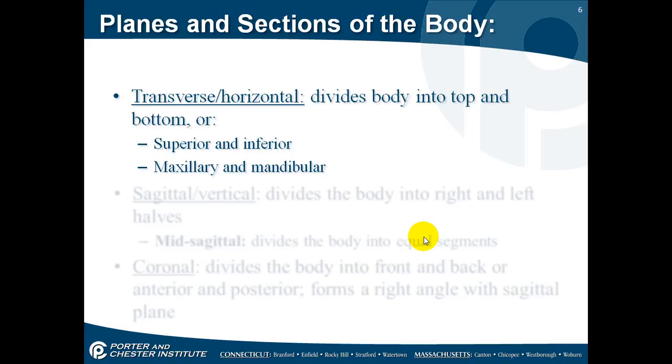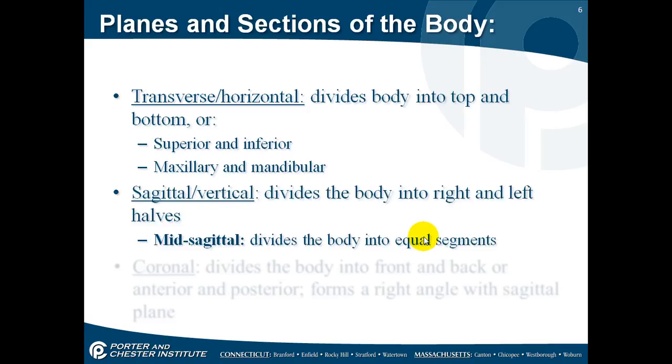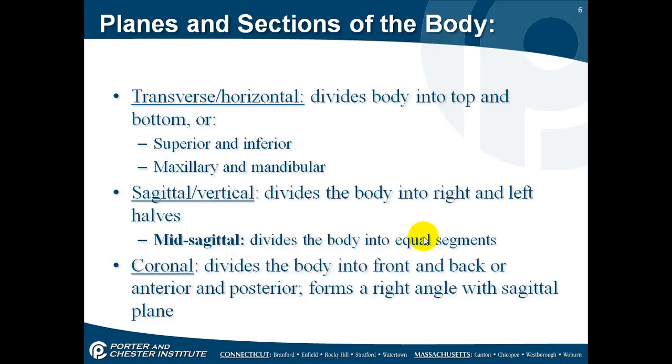Planes and sections of the body. The transverse or horizontal plane divides the body into top and bottom, or superior and inferior, as in the maxillary and the mandibular. Sagittal or vertical divides the body into right and left halves. We can have a mid-sagittal plane, which divides the body into equal segments. The coronal plane divides the body into the front and back, or anterior and posterior, and forms a right angle with the sagittal plane.